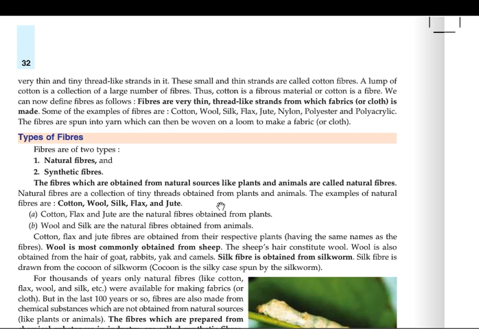The fibers which are obtained from natural sources like plants and animals are called natural fibers. For example, some natural fibers are cotton, wool, silk, flax and jute, in which cotton, flax and jute are obtained from the plants and wool and silk are obtained from the animals.